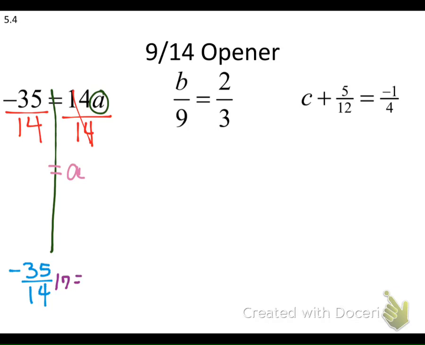So I'm going to take -35 and divide it by 7, and I'm going to end up with -5. Then I'm going to take 14 and divide it by 7 and get 2. So my final answer is going to be -5/2 equals a.